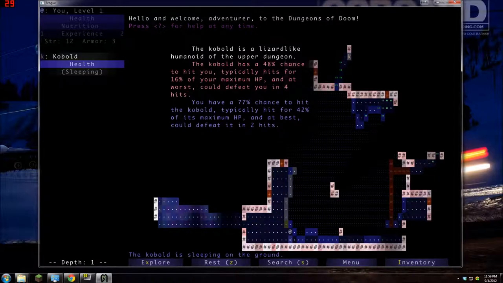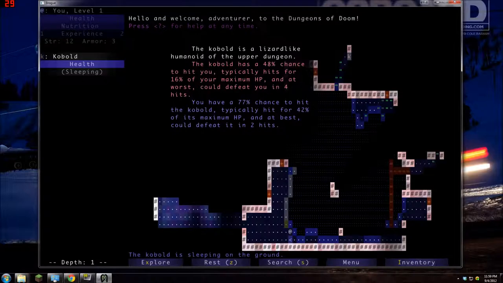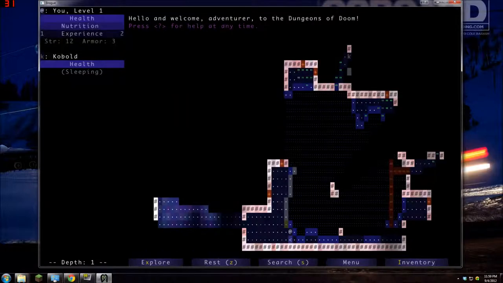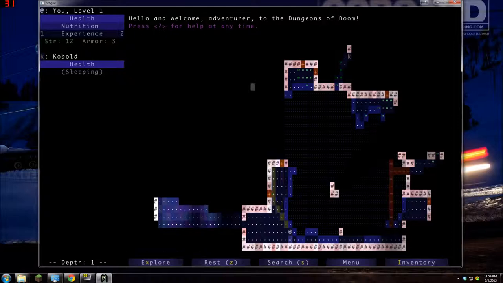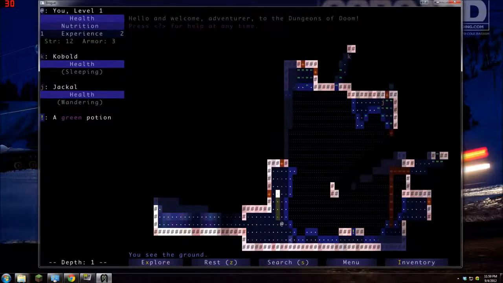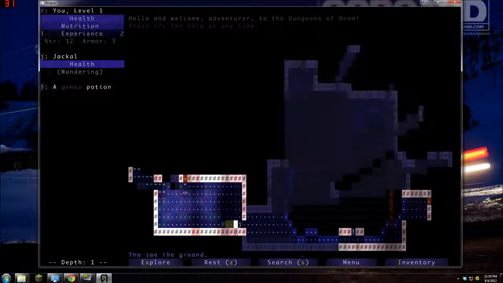At all times, all the creatures you can see will pop up here on the left with a little symbol for them. Oh, there's the kobold, the lizard-like humanoid of the upper dungeon. And as you can see from those stats right there, I can defeat it really quickly. So, I'm just going to start. Oh, now we can see a jackal over here. But I am the at symbol, and that's traditional for most roguelikes.